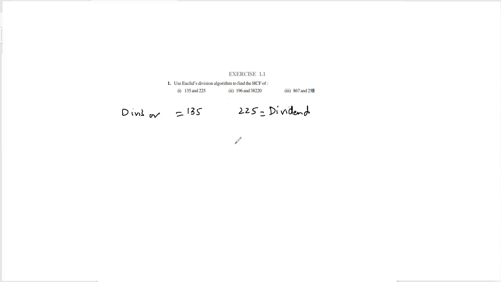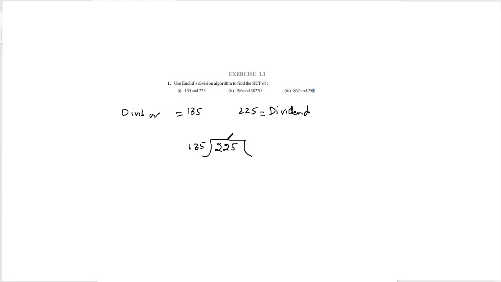So actually here, because we are going to apply the division algorithm, we should write the steps. Before that we will divide. First we will divide and then we will write some steps. So first divide 225 by 135 till you get the remainder 0. But there is a procedure. It is not the simple type of division. Here we will go by steps.